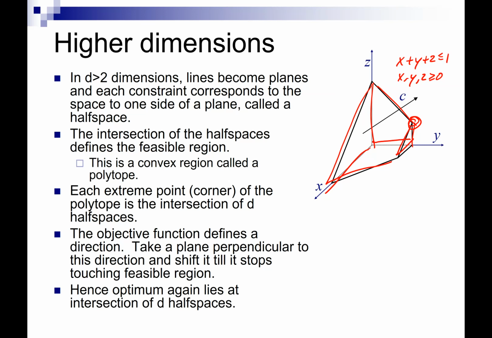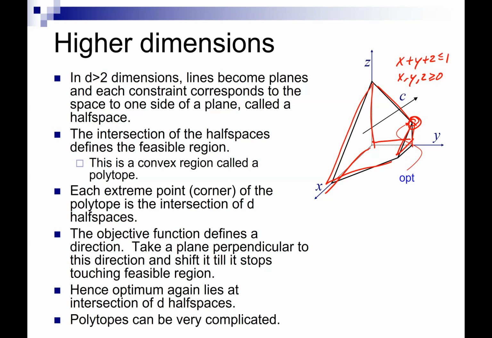So the point of all this is that the extreme point is going to lie at the intersection of d half spaces. In 2D, it's going to be at the intersection of two half spaces, and in general, it's going to be at the intersection of d half spaces.